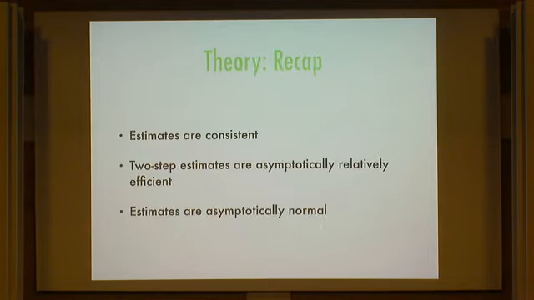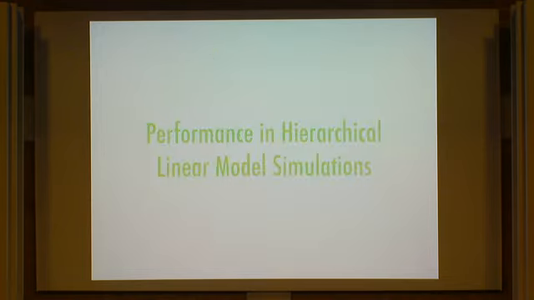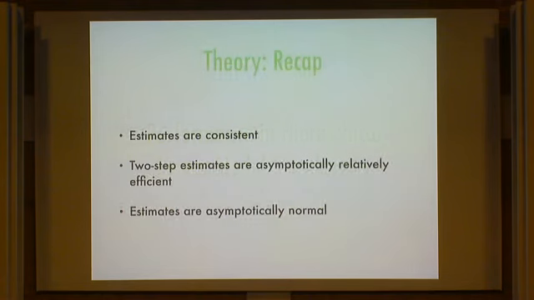Okay, so just to recap these results, we have consistent estimates. These two-step estimates are asymptotically relatively efficient, so as good as if you knew the optimal weights. And these estimates of the mu are asymptotically normal, so we can do things like get uncertainty quantification. All right. Actually, before I move on, any other questions about the theory?